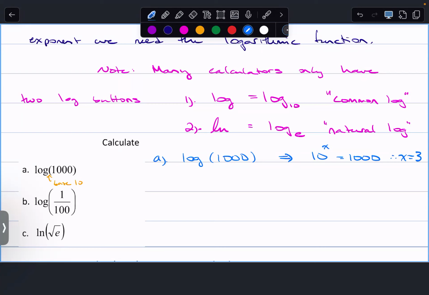All right, so let's try it. Log base 10 of 1,000, score.